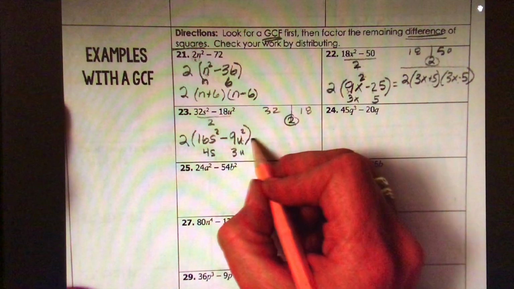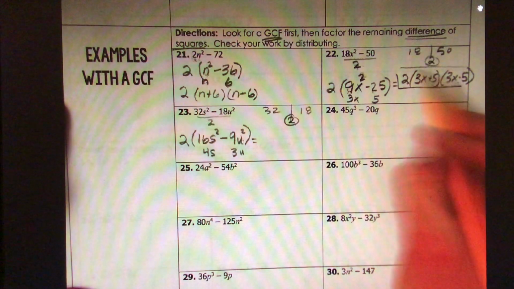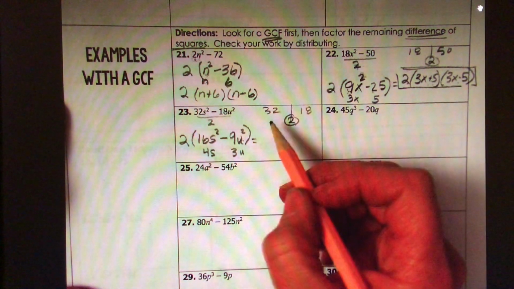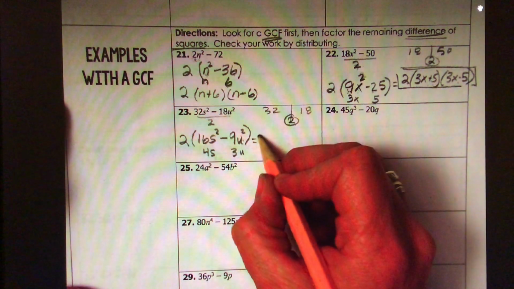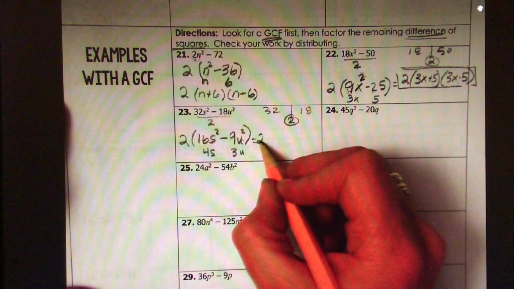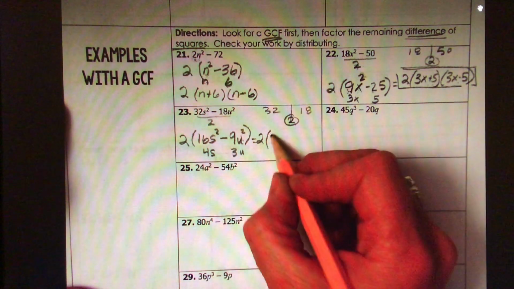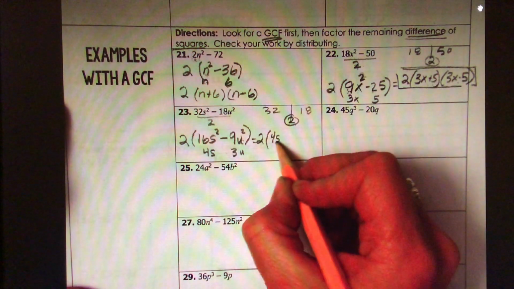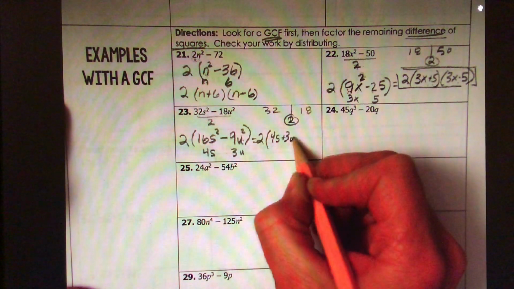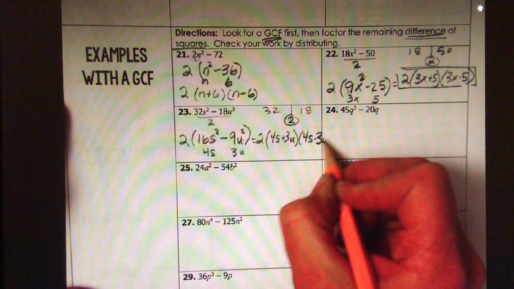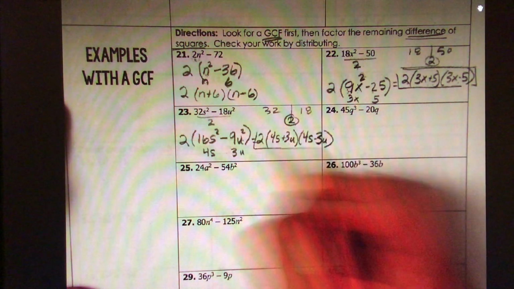So now I forgot to put this in a box. Shame on me. So now I can do my difference of squares here. So I'm going to just keep my 2 because that was my original factor. And then I can put these terms together. 4s plus 3u, 4s minus 3u. Okay, and then you can put that in a box.